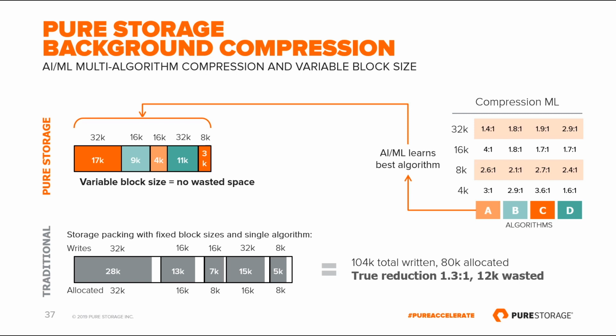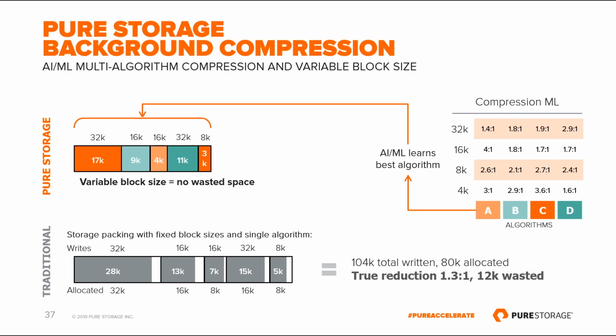Now, when an IO comes in from the host, we use AI and machine learning to decide which algorithm out of the four that we have will be the best one to compress down the data. So we slowly learn over time, and after we decide that host A with an 8K IO has the best results using algorithm B, then we'll continue doing that and we'll continue learning as we go along for other block sizes of IO. And then over time, we continue to relearn and optimize those results.